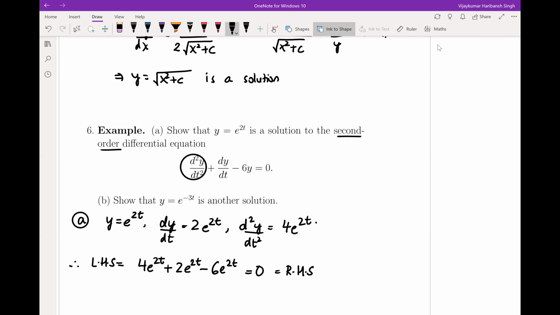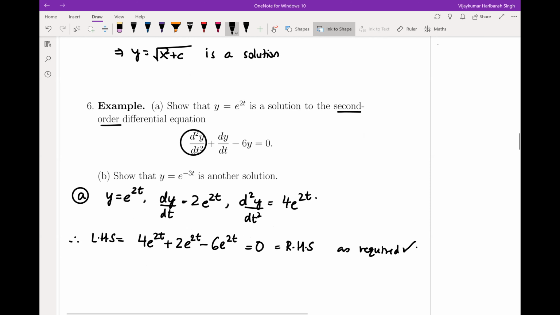So as required. So this is indeed a solution. Now similarly for B, we should check. Same story here. What is d square y by dt square? What is dy by dt? So that is the first thing to calculate.